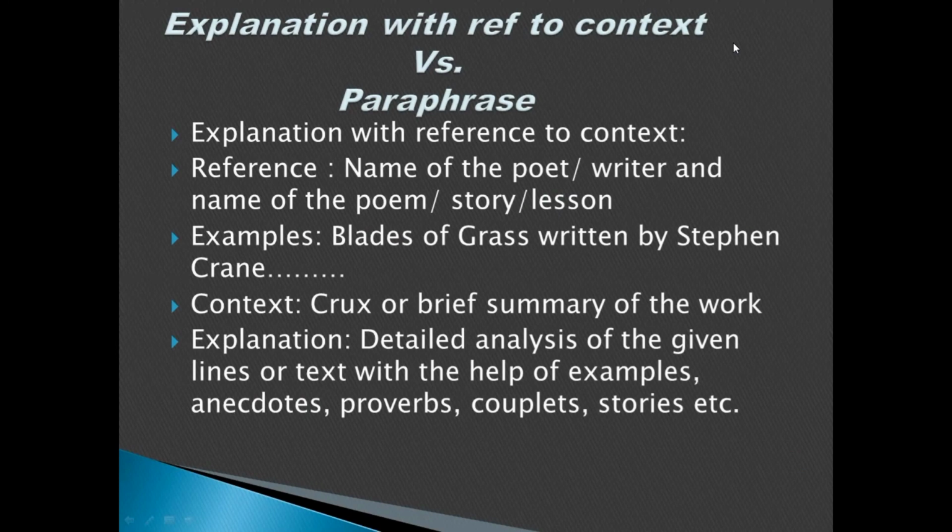And then the third part is explanation. Explanation is detailed analysis of the given poem, illustration of the poem or the lines which are given to you, and you can do it with the help of examples. You can give anecdotes, proverbs, couplets, stories, any saying, any quotation, any material which can help you in explanation of your given lines. So these are three parts: reference, then we have the context, and then explanation.